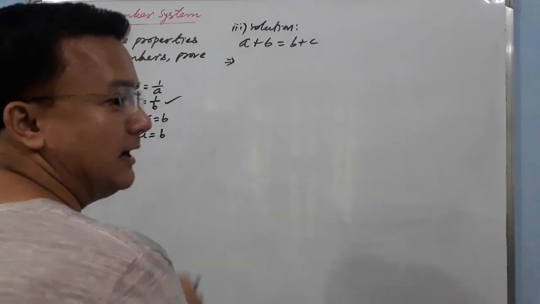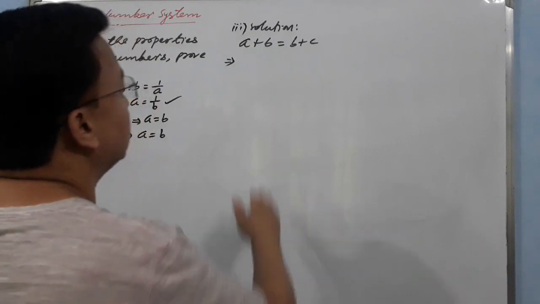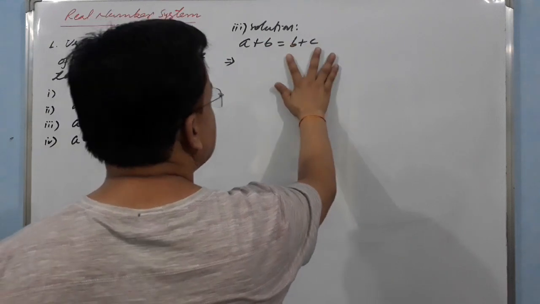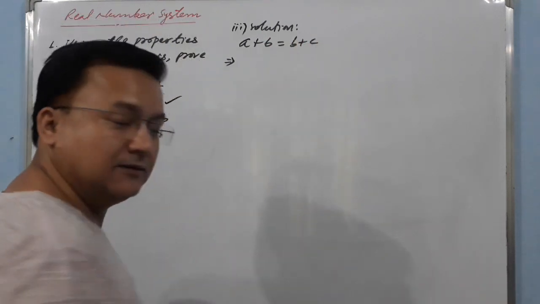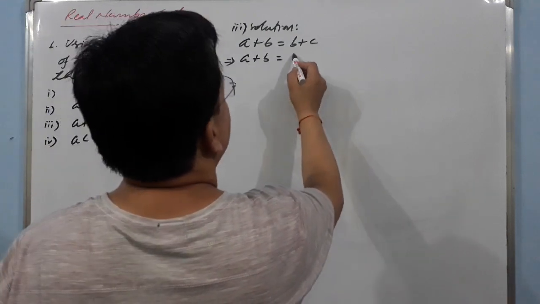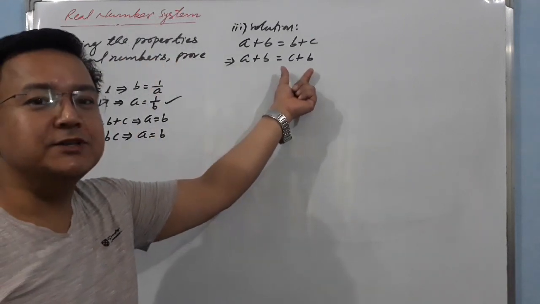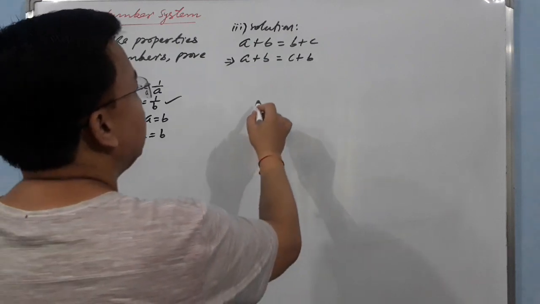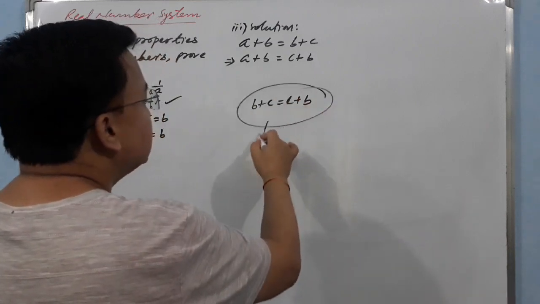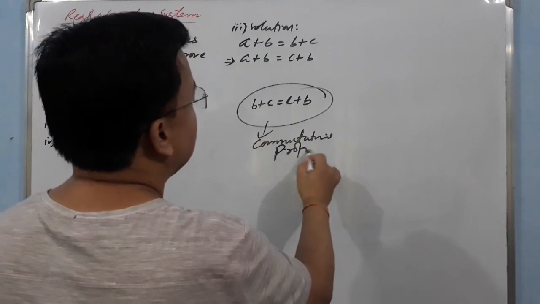Either you can keep it on the left side or the right side. On the left hand side you can see the B is on the right, and on the right hand side you can see the B is on the left. So let's write A plus B is equal to C plus B. Again we have brought a change here, so let's explain that change. B plus C is equal to C plus B. I have written this one. So this property is your commutative property of addition.